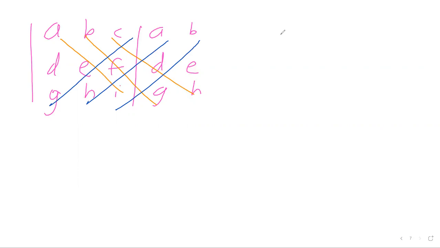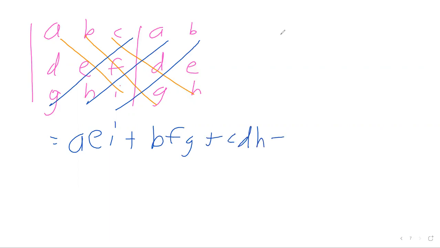So we end up with AEI plus BFG plus CDH. Now the ones that are subtracted: CEG minus AFH minus BDI. And that's just the written one.